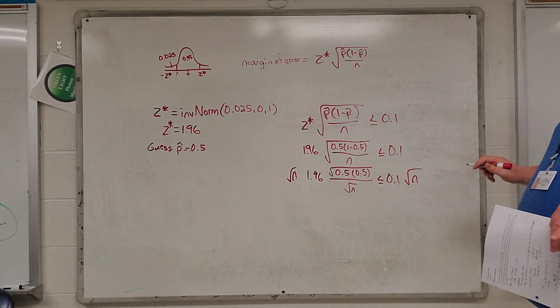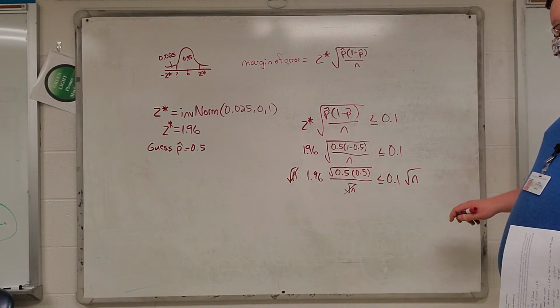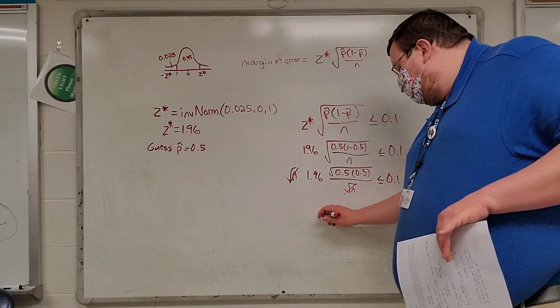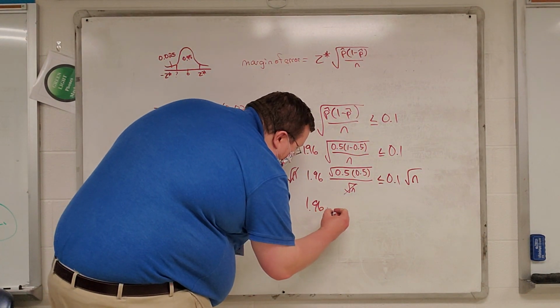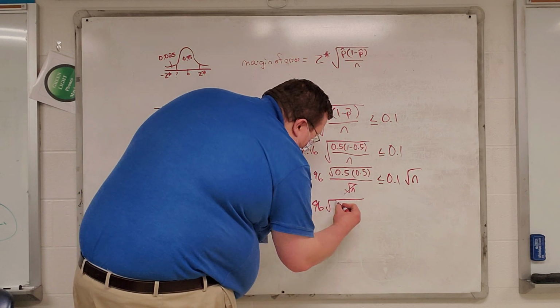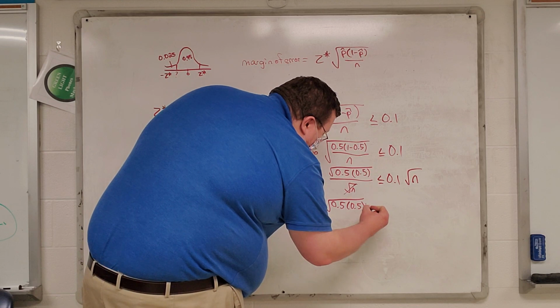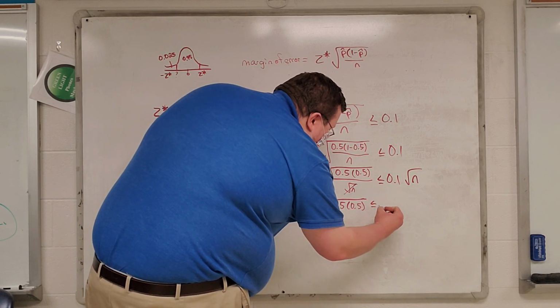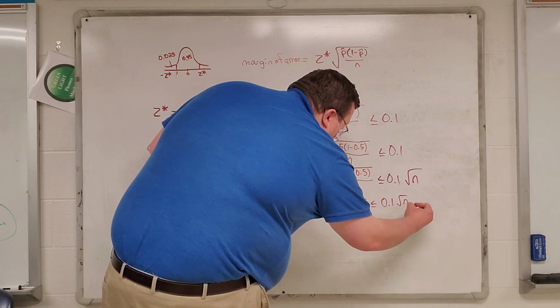So we multiply both sides by the square root of n. The square roots of n cancel out there. And I'm going to get 1.96 times the square root of 0.5 times 0.5 is less than or equal to 0.1 times the square root of n.